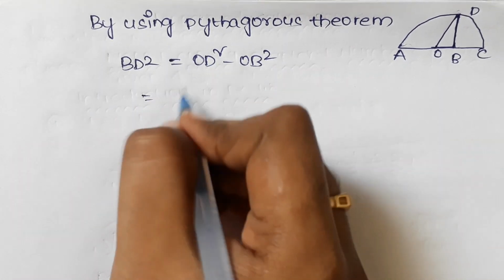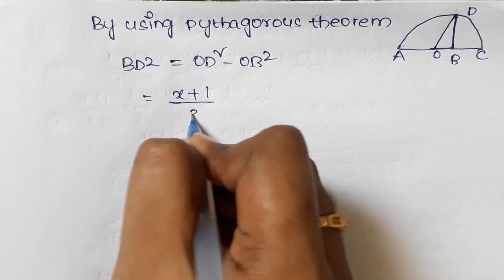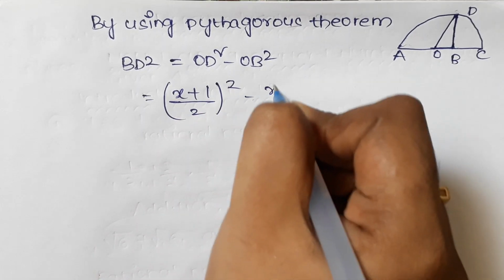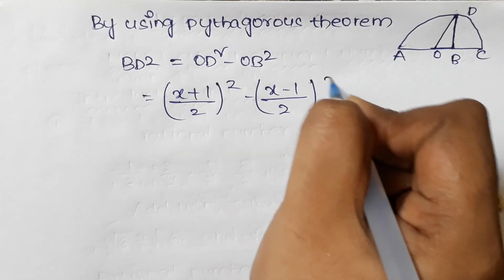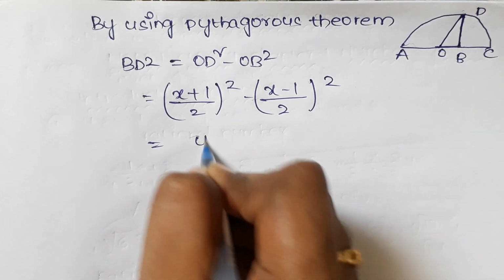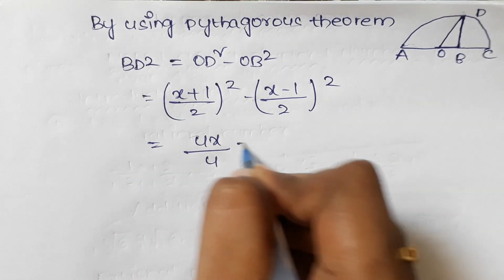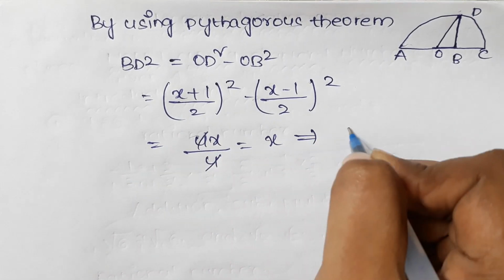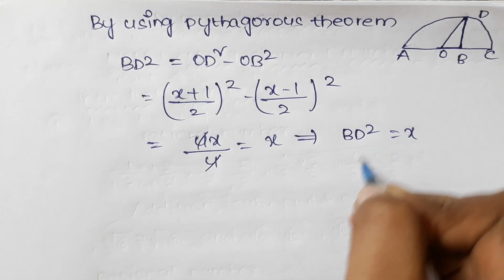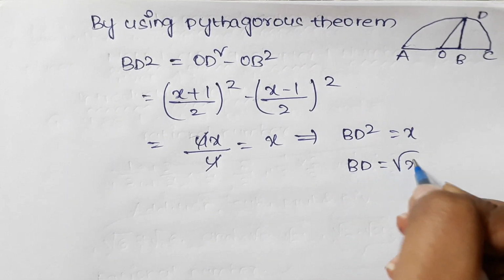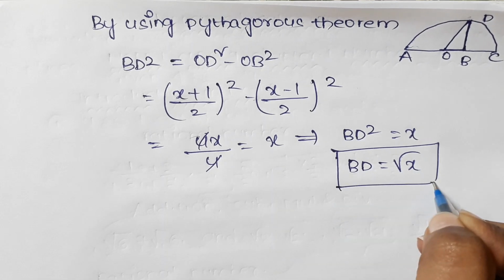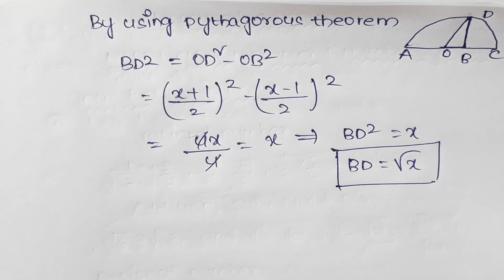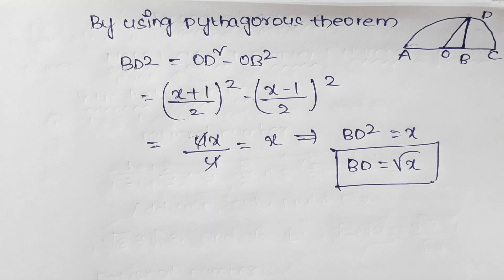From this, we know that OD equals (x plus 1) by 2, whole square, minus (x minus 1) by 2, whole square, that equals 4x by 4. From this, that is x, and BD square equals x, BD equals root x, and this can be found by using Pythagoras theorem also. And this is how to find the square root value. And now we are going to see this visual construction, how root x exists for real numbers.